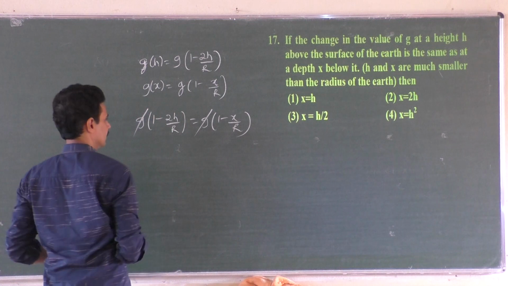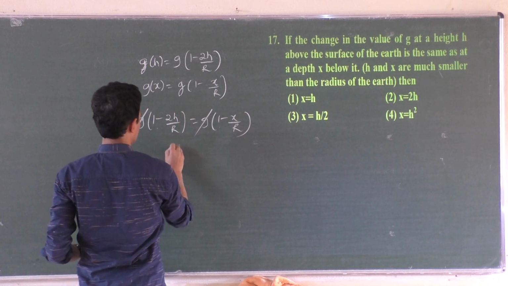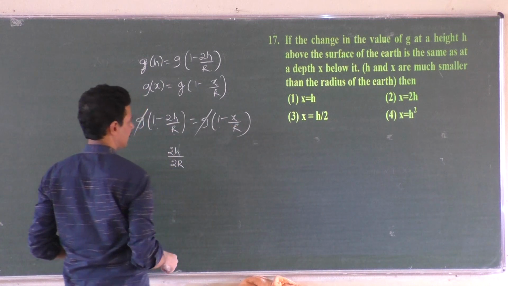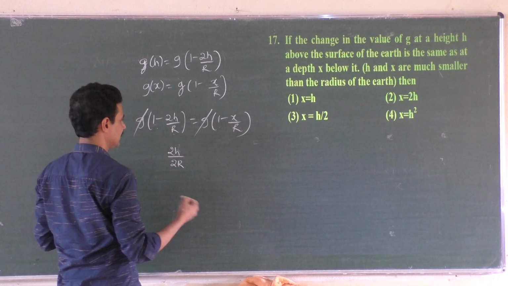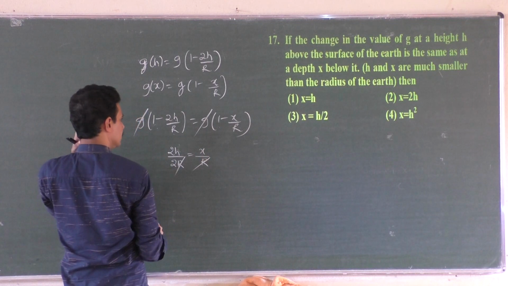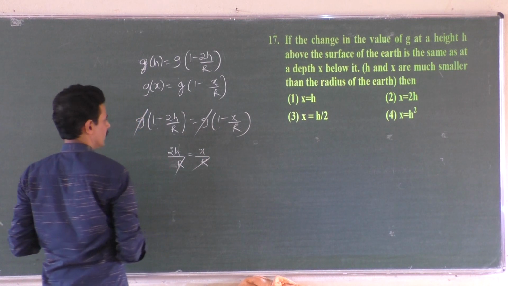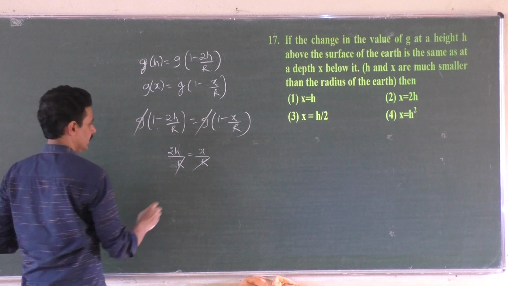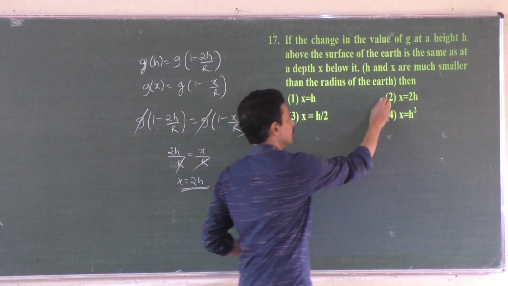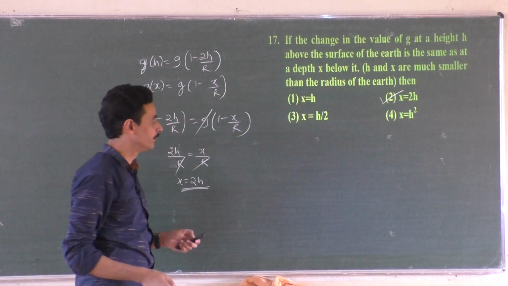g gets cancelled. 1 also gets cancelled. The minus also gets cancelled. 1 minus 2h by r is equal to 1 minus x by r. The 1 gets cancelled, the minus gets cancelled, and r gets cancelled. So 2h by r is equal to x by r. x is equal to 2h. You have it? Yes. Very easy problem.